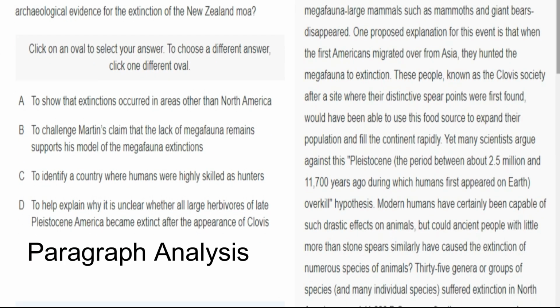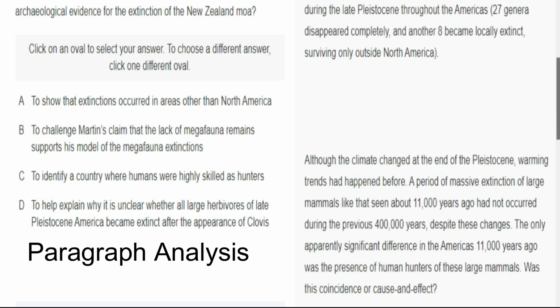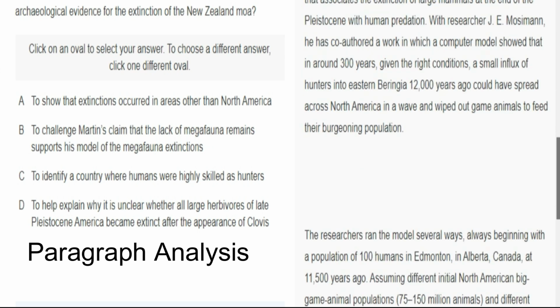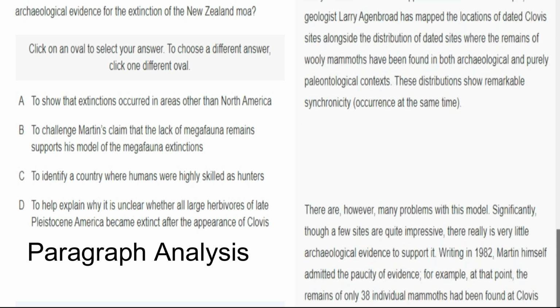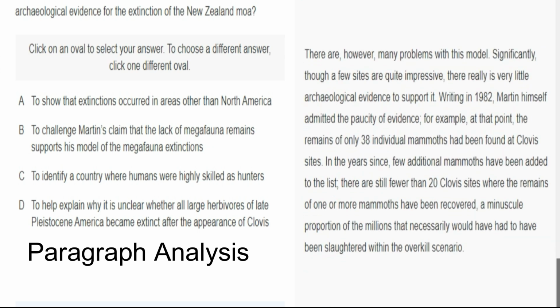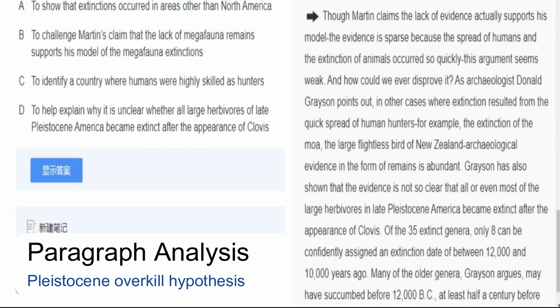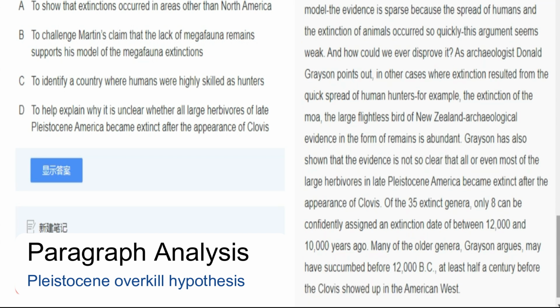Paragraph analysis. Since we want to know how a passage about scientific activities is presented, we will first read the passage, paying attention to clue words that tell us which scientific activities the author is presenting, and then solve related inference and rhetorical purpose questions. The passage we will work on today is about the Pleistocene overkill hypothesis. Let's begin by reading each paragraph.